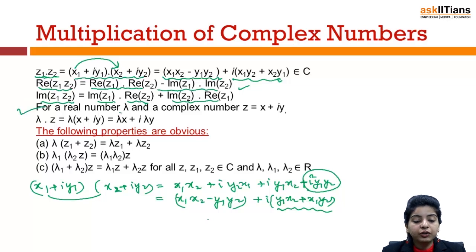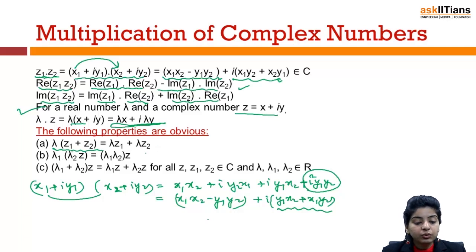And similarly if we talk of a real number lambda, and what happens if we multiply the complex number z by lambda, then obviously the real part gets multiplied with the lambda and as well as the imaginary part gets multiplied with the real number lambda. So we have lambda into z is lambda x plus iota times lambda y. Okay, now we have some important properties which are quite obvious. Lambda times z1 plus z2 will become lambda z1 plus lambda z2.